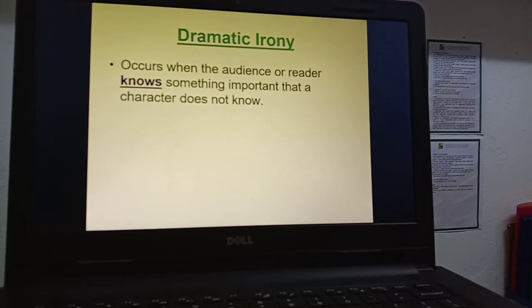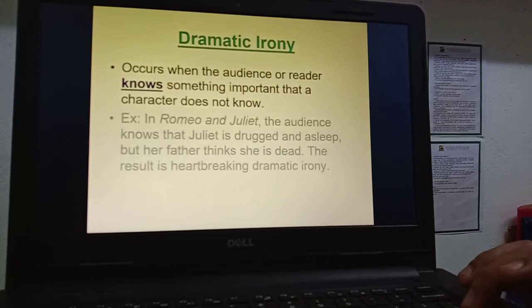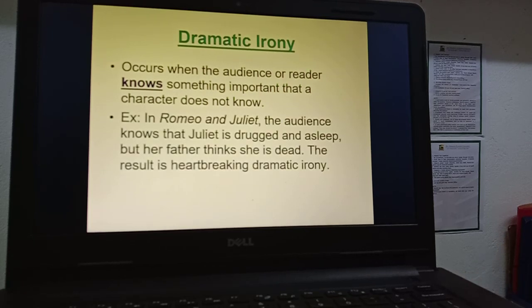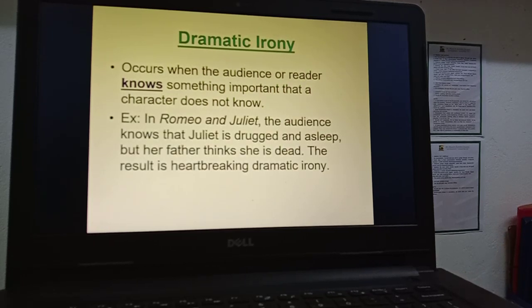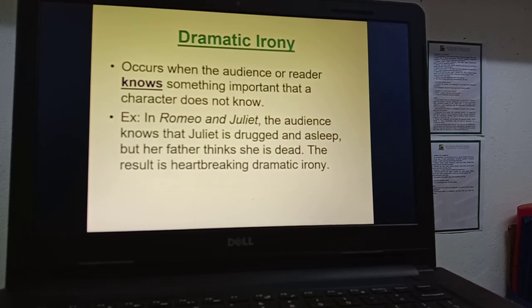Dramatic irony occurs when the audience or reader knows something important that a character does not know. Example, in Romeo and Juliet, the audience knows that Juliet is drugged and asleep, but the father thinks she is dead. The result is heartbreaking dramatic irony.